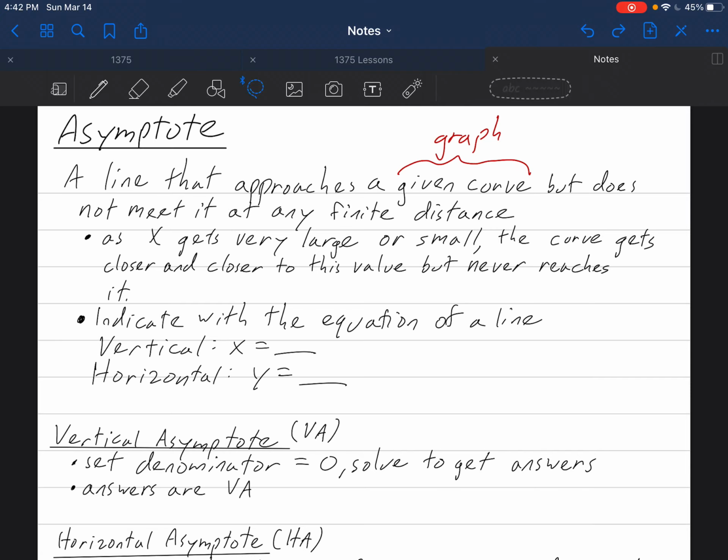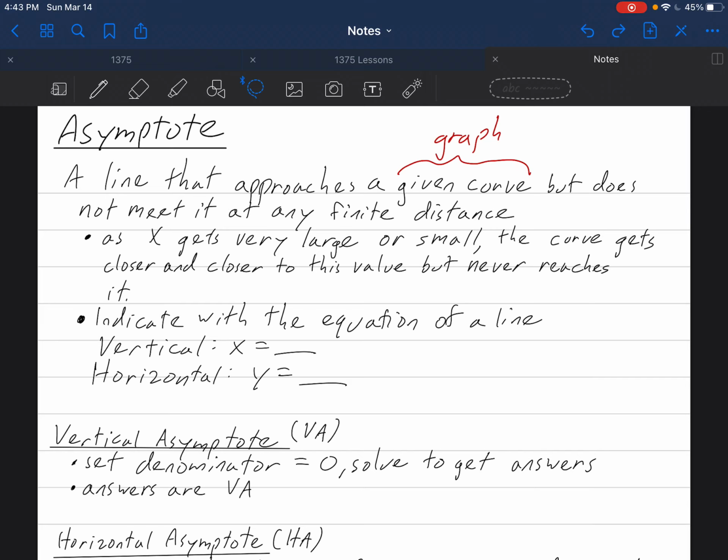Now what this means is that as x gets very large, as you draw your finger on a graph from x all the way to infinity, or negative infinity, that's what I mean by x getting very large or very small. Because remember, we're traveling along values of x. That means this curve will approach this and get closer and closer to this value, this invisible kind of line, but it will never reach it. It's possible that it reaches it in the short run, but not in the long run.